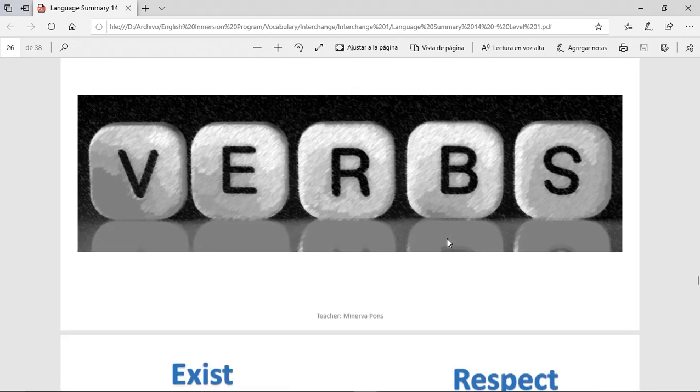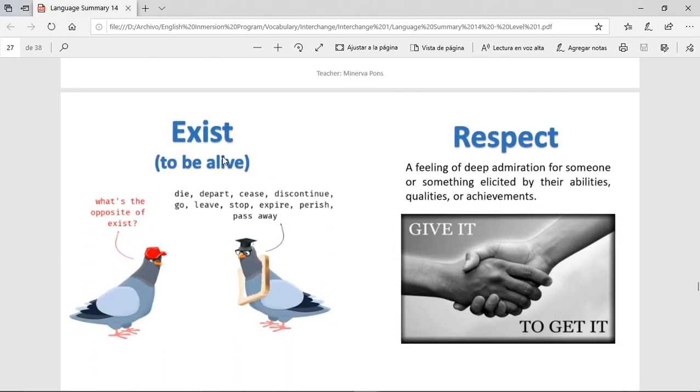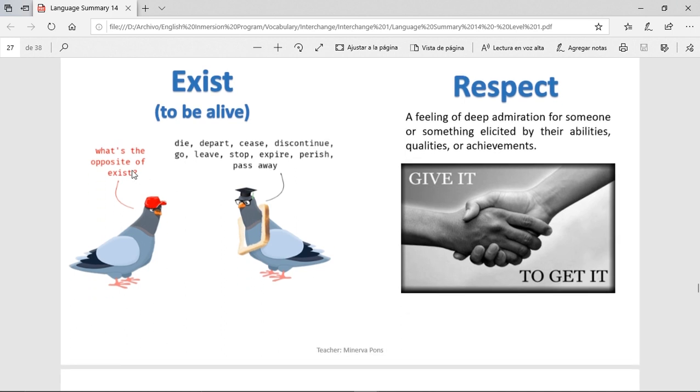Let's see some verbs, some actions. To exist. To exist is to be alive. What's the opposite of exist? Die, depart, cease, discontinue, go, leave, stop, expire, perish, pass away. All of these are opposites of exist. And to exist is to be alive.